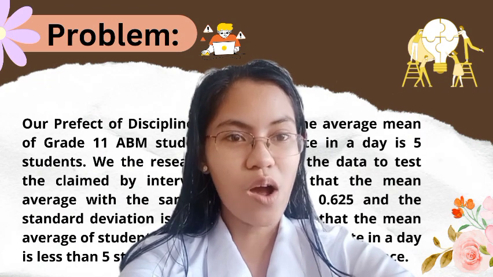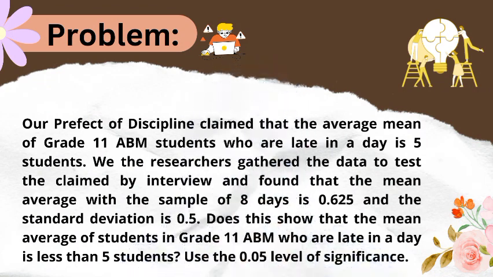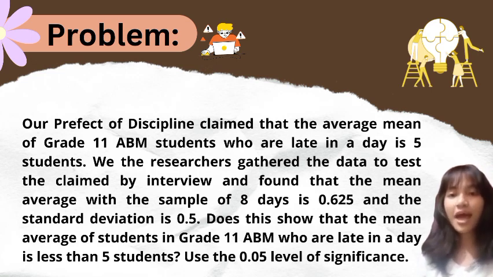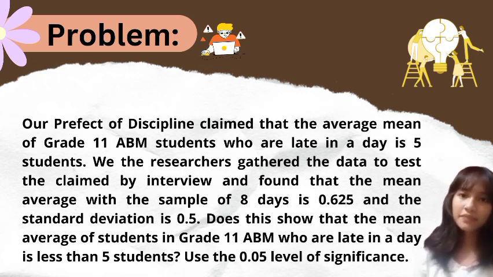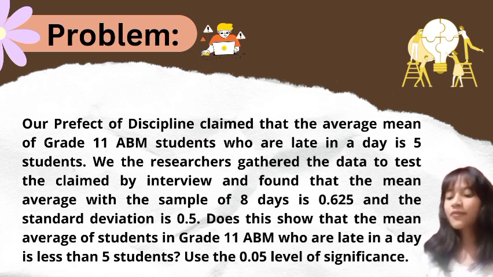Now let us go to our problem. The problem we are solving is: our prefect of discipline claimed that the average mean of grade 11 ABM students who are late in a day is 5 students. We, the researchers, gathered the data to test the claim by interview and found that the mean average with a sample of 8 days is 0.625 and the standard deviation is 0.5. Thus, this shows that the mean average of students in grade 11 ABM who are late in a day is less than 5 students. Use the 0.05 level of significance.